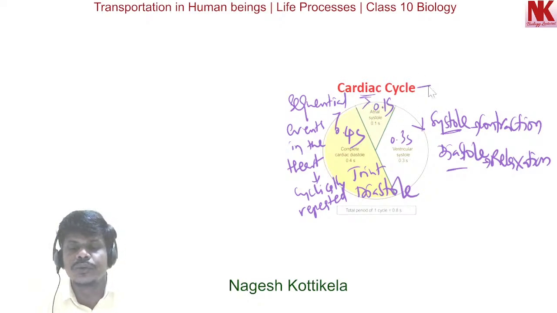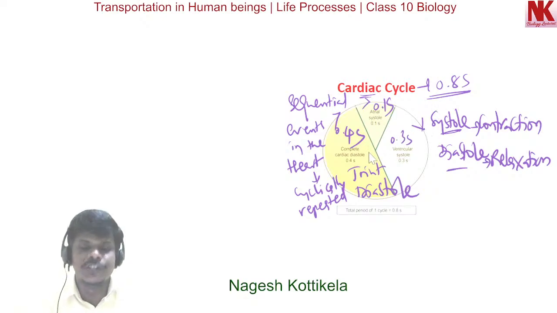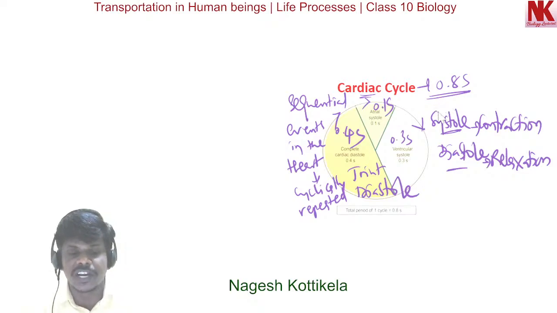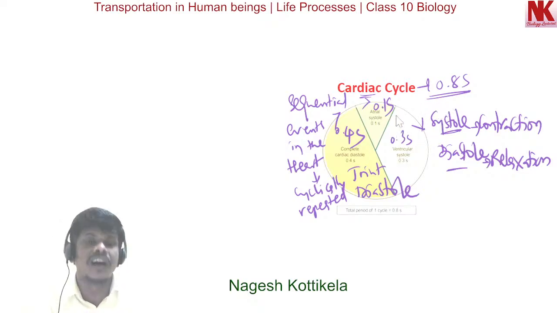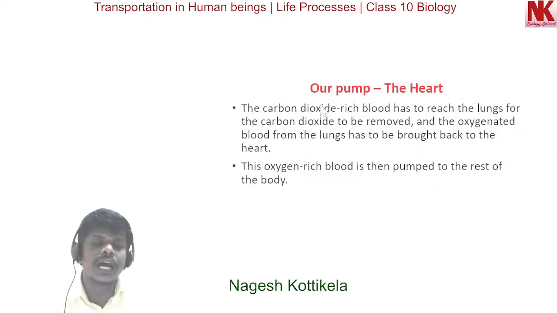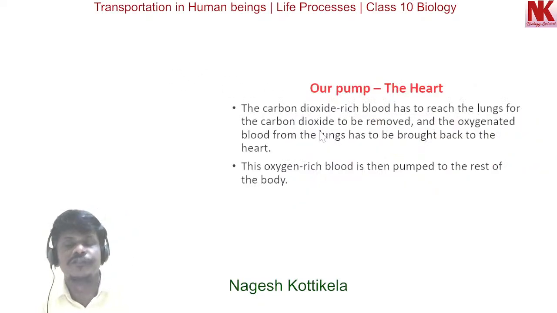The total duration of each cardiac cycle is 0.8 seconds. Joint diastole is 0.4 seconds, atrial systole 0.1 second, and ventricular systole 0.3 seconds. Total duration is 0.8 seconds. So this is about the cardiac cycle. Now let's see the further details.